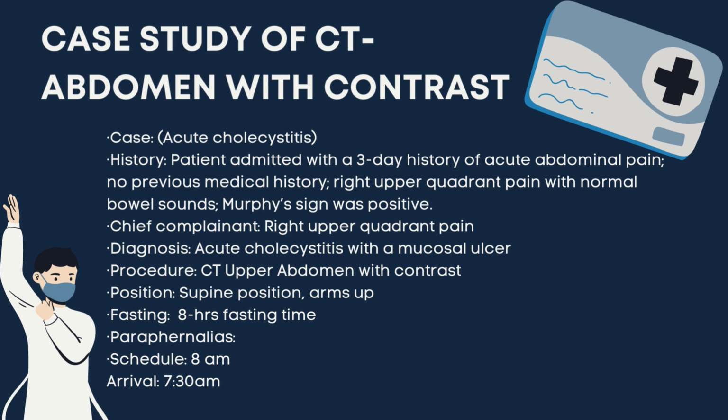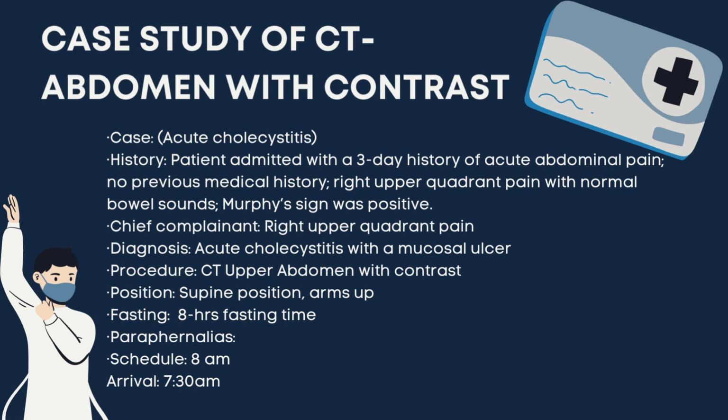History of the patient is that patient admitted with a 3-day history of acute abdominal pain with no previous medical history. Right upper quadrant pain with normal bowel sound. Murphy's sign was positive. For those who don't know what Murphy's sign is, it is elicited in patient with acute cholecystitis by asking the patient to take in and hold a deep breath while palpating the right subcostal area. If pain occurs on inspiration, when the inflamed gallbladder comes into contact with the examiner's hands, that means that Murphy's sign is positive.